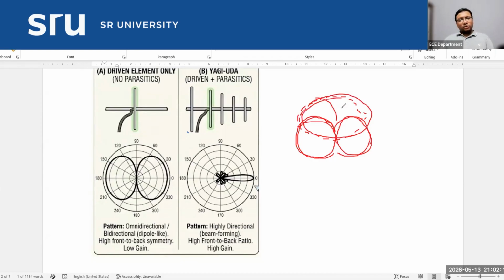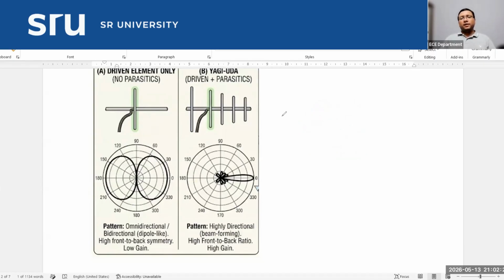That is why if I use this type of antenna in my cellular system, what will happen? The radiation pattern not being directional, it will unnecessarily affect the other cells. For example, if I take this pattern, it will radiate in this direction and this direction also. And these beam widths are very wide. It means it radiates in surrounding areas also, not directed towards the main direction.